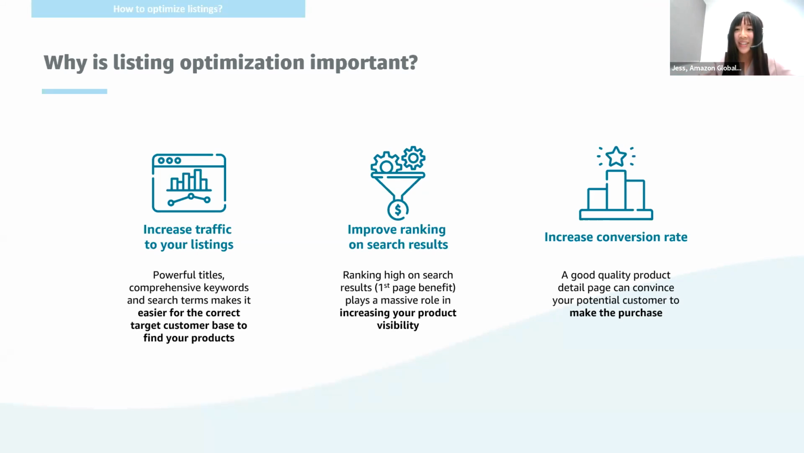I'm pretty sure you and me, if you shop online, we're all the same. We look through maybe a maximum of 2 or 3 pages more. We look at the reviews, we look at the ratings, then we will make the purchase. So that's why listing optimization is so important, because it helps you to target the correct consumer base, improve your product visibility, as well as induce your potential customers to make the purchase, or in other words, increase the conversion rate.